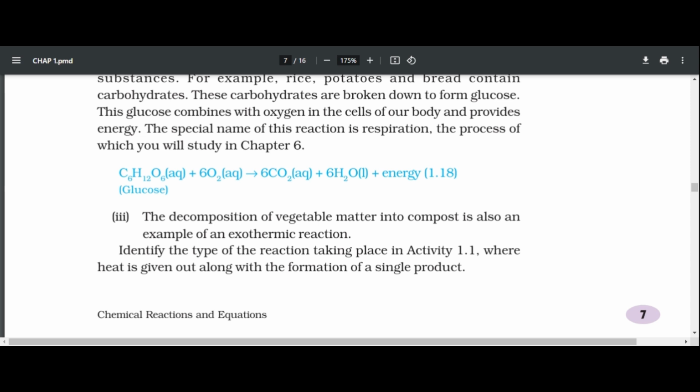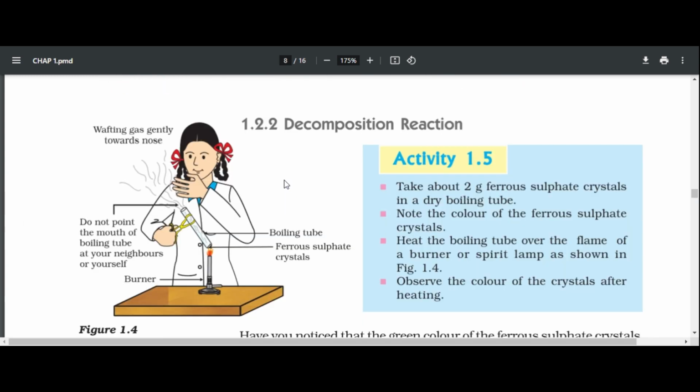C6H12O6(aq) + 6O2(aq) gives 6CO2(aq) + 6H2O(l) + energy. This is equation 1.18. Third, the decomposition of vegetable matter into compost is also an example of an exothermic reaction. Identify the type of reaction taking place in activity 1.1, where heat is given out along with the formation of a single product.